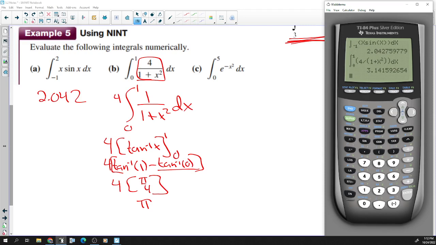There we go, there's pi. And finally, math number 9, we're going from 0 to 5 of e to the negative x squared. Whoops, I don't know where I got all that. Let's try that again. E to the negative x squared dx. So 0.886.